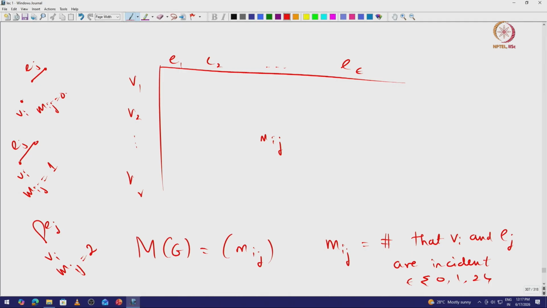So basically the incidence matrix of a graph is just a different way of specifying the graph information. It is a large matrix because it is of size nu by epsilon. So it contains all the information about the graph.